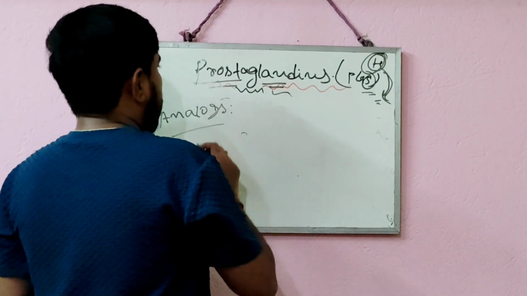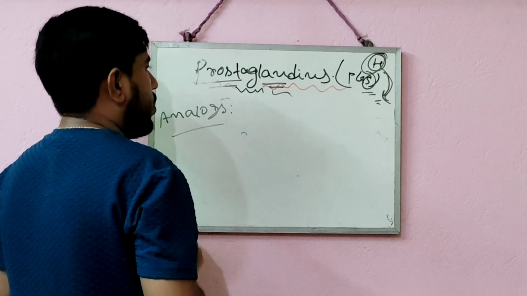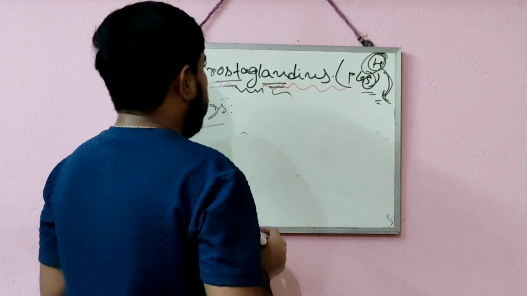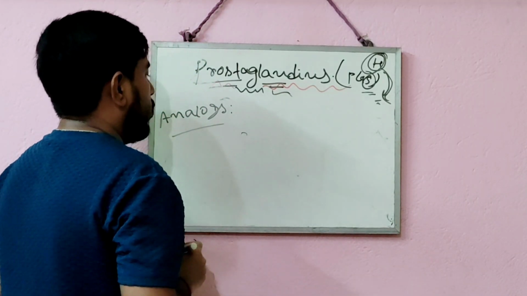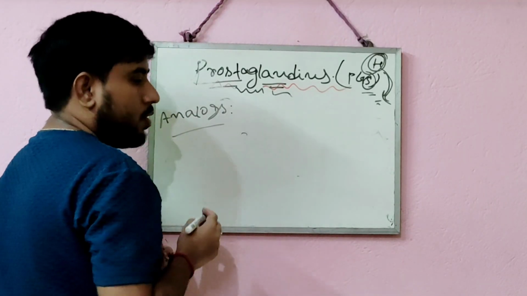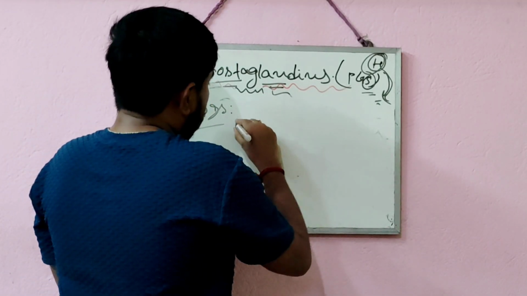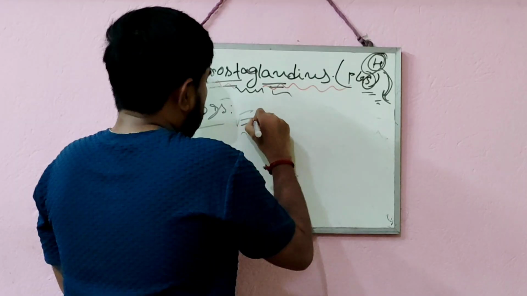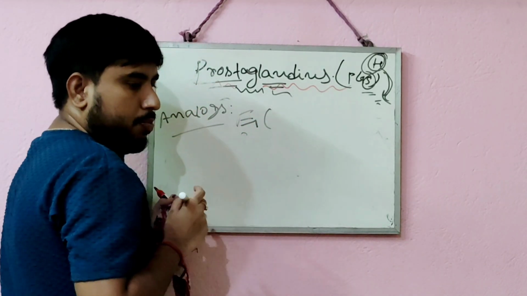So now we'll discuss the different analogs, or the drugs that can be used as replacements for prostaglandin, with their classification and examples. So what are the analogs? In case of prostaglandin E1 analog, the example is misoprostol.